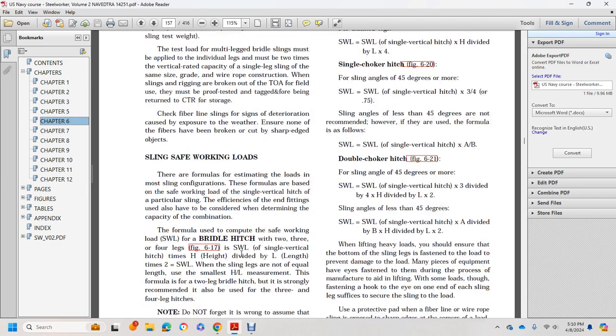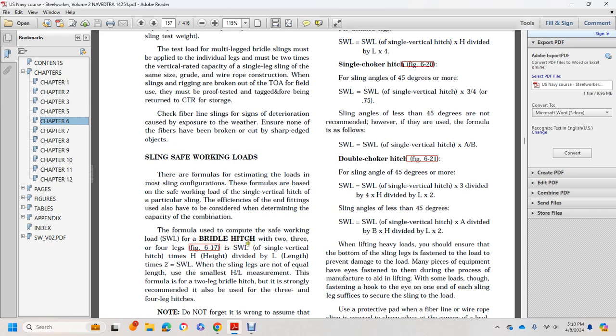Slinging safe working loads. There are formulas to estimate the loads on most sling configurations, made with the safe working load of the sling. For a vertical hitch, use the efficiency of the end fittings, and use the conservative determination of the capacity of the combination to compute the safe working load. Bridle hitch with 2, 3, or 4 legs.